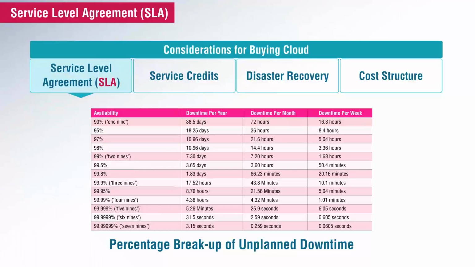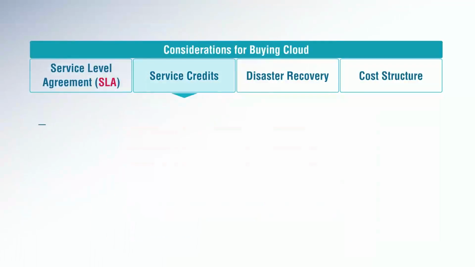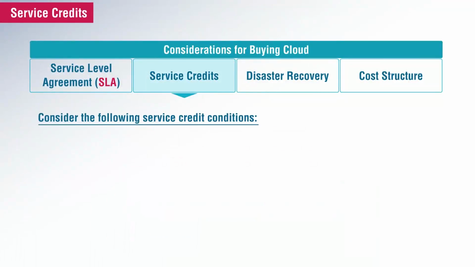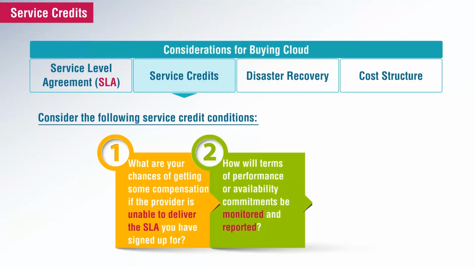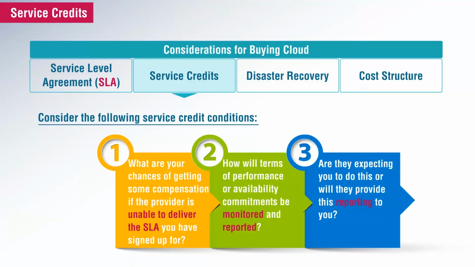Next, we will discuss using service credits when building or buying a cloud service. To consider service credit conditions, you can ask, what are your chances of getting some compensation if the provider is unable to deliver the SLA you have signed up for? How will terms of performance or availability commitments be monitored and reported? Are they expecting you to do this, or will they provide this reporting to you?